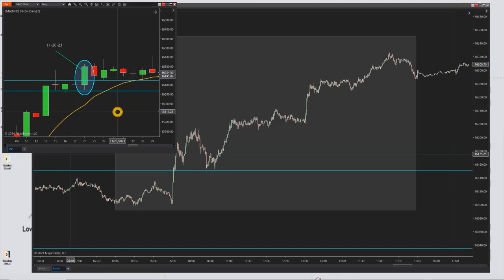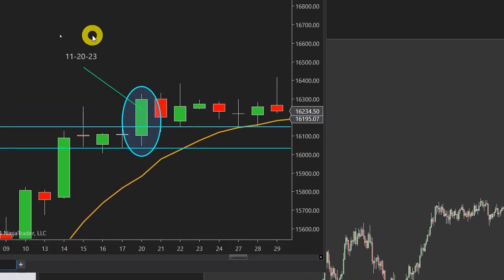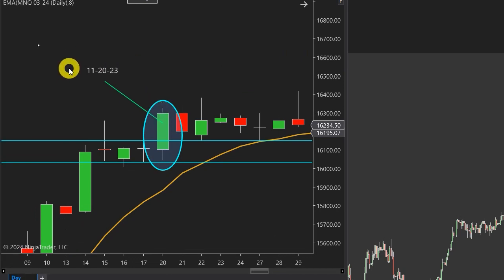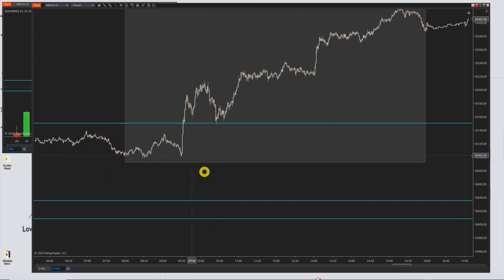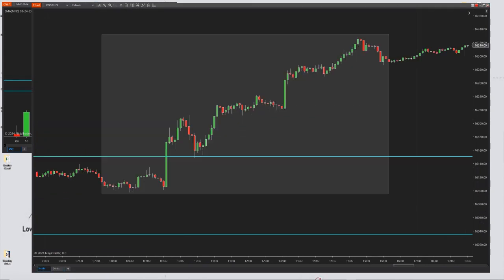All right, the next day on our back test is this huge day right here, this 11:20, and these two white lines are the high and low of the previous day. We can see those white lines over here on the 1-minute chart, and we can also see them on the 5-minute chart. Let's look at that.